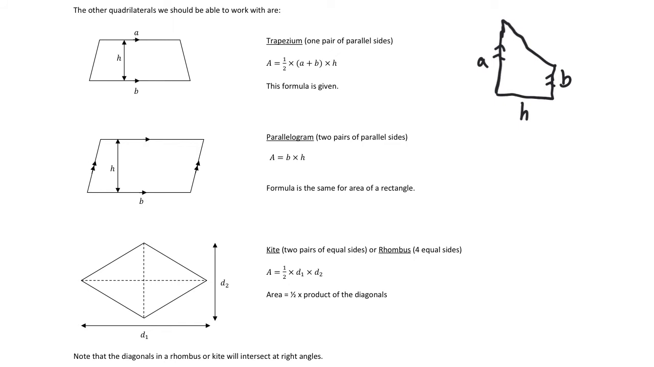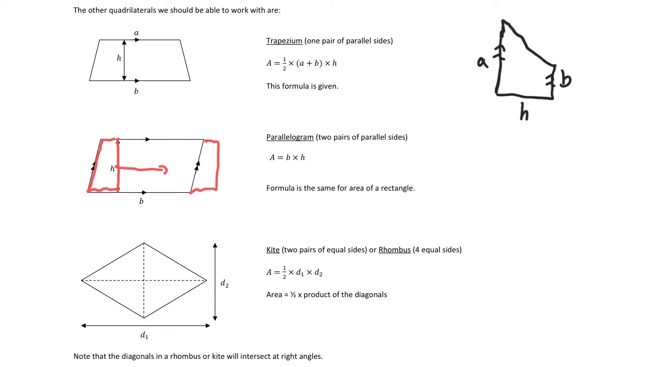A parallelogram then is base times perpendicular height. And we can see that if we were to cut off from the height and move this triangle over, we would form a rectangle, where the base would be b and the width of the rectangle would be h. So a parallelogram is base times perpendicular height.